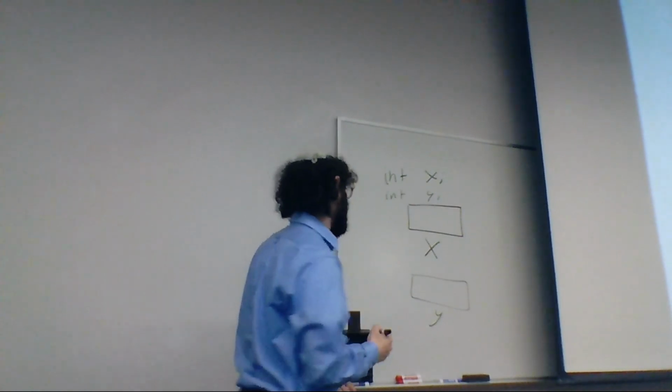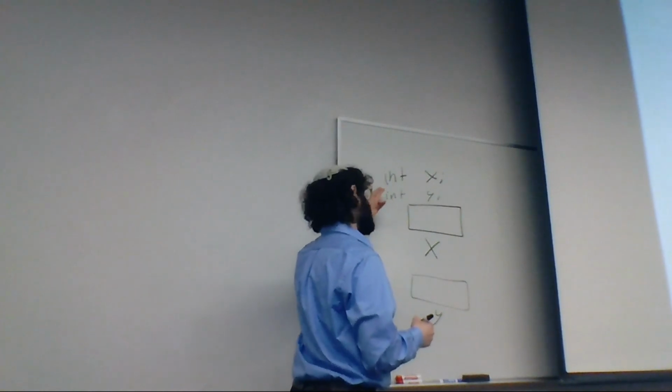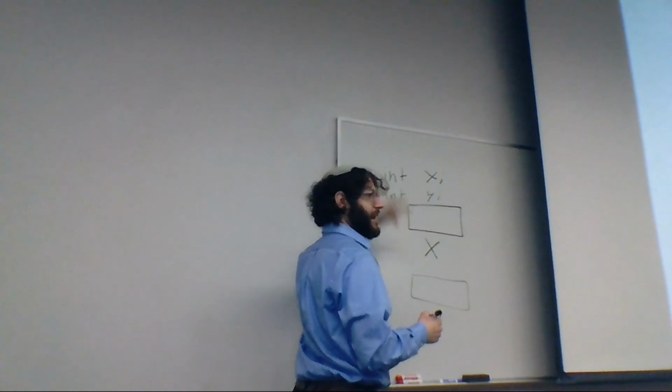So that's the first part of this, and this is where we declare a variable. This tells the computer to put aside 4 bytes of memory for us, 32 bits of memory, so that I can store an int.